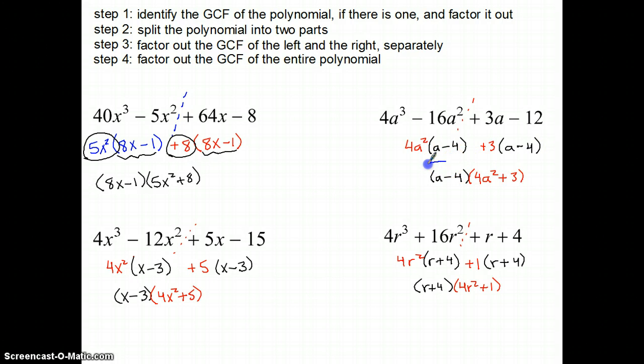For the first, you should have a minus 4 on the outside with 4a squared plus 3 in the other set of parentheses. For the second, you should have factored out an x minus 3 with a 4x squared plus 5 in the second parentheses. For the third, you should have factored out an r plus 4, leaving a 4r squared plus 1 in the second parentheses.